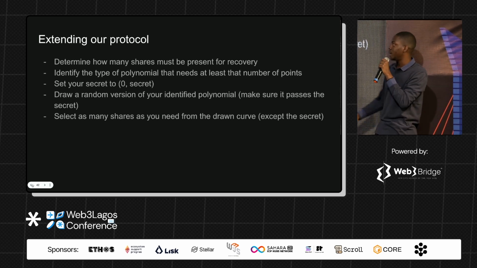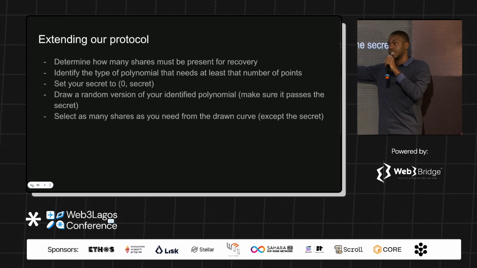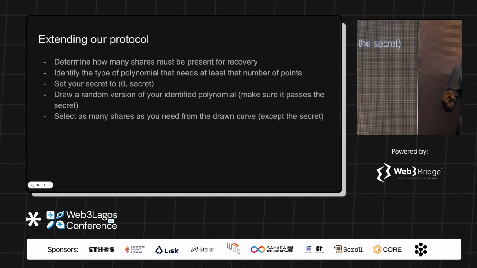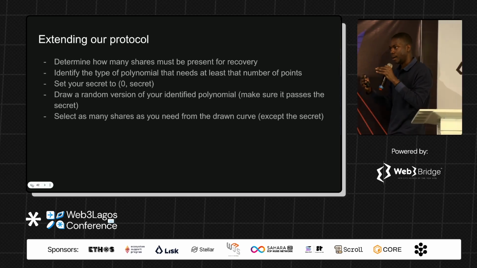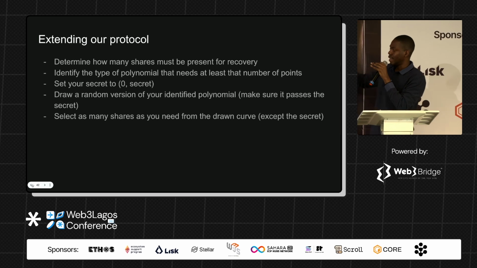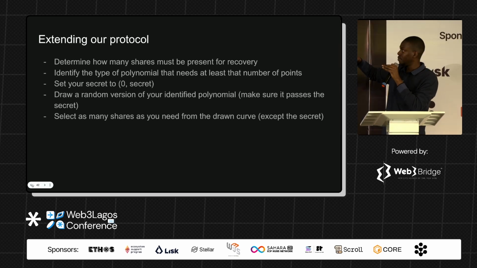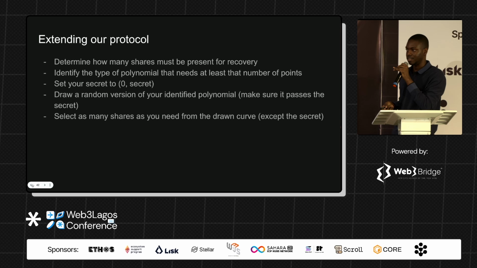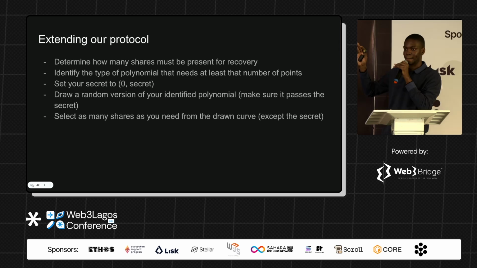Then once we have done that, we can pick as many shares as we need from that polynomial and give them out to the different parties. So when the required number come together, they can reconstruct the curve and you just check the value at 0, and that's basically your secret. Does it make sense? Any questions?